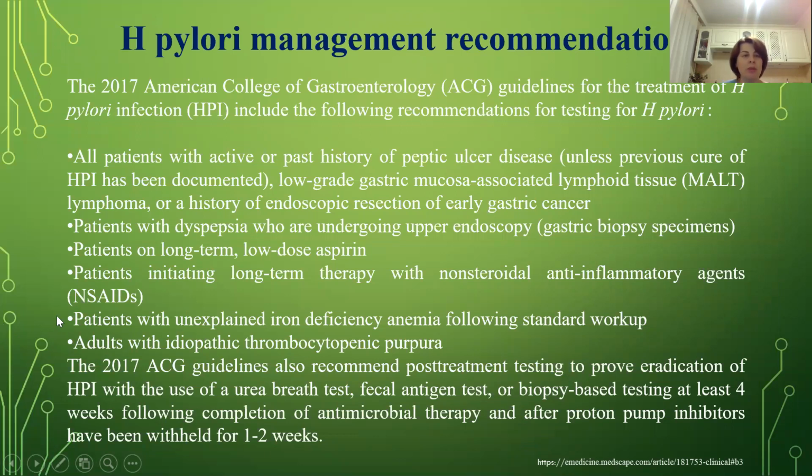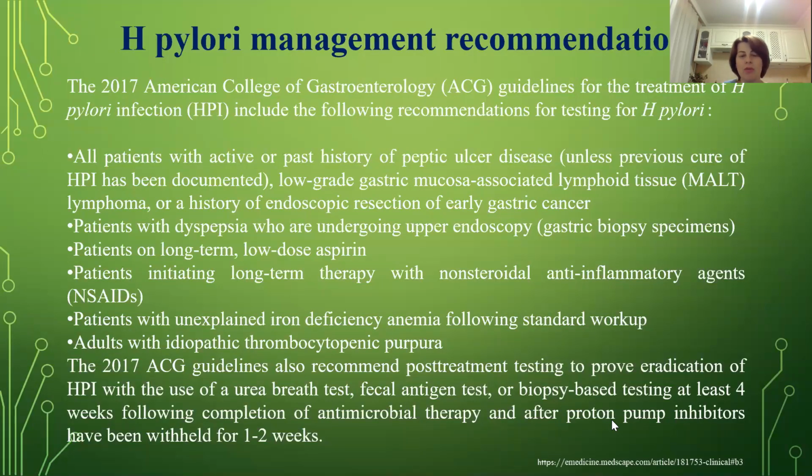Helicobacter pylori management recommendations include the following: all patients with active or past history of peptic ulcer disease, low-grade gastric mucosa-associated lymphoid tissue lymphoma, or history of endoscopic resection of early gastric cancer, patients with dyspepsia who are undergoing upper endoscopy, patients on long-term low-dose aspirin, patients initiating long-term therapy with non-steroidal anti-inflammatory agents, patients with unexplained iron deficiency anemia following the standard workup, and adults with idiopathic thrombocytopenic purpura should be diagnosed and treated for Helicobacter pylori infection.